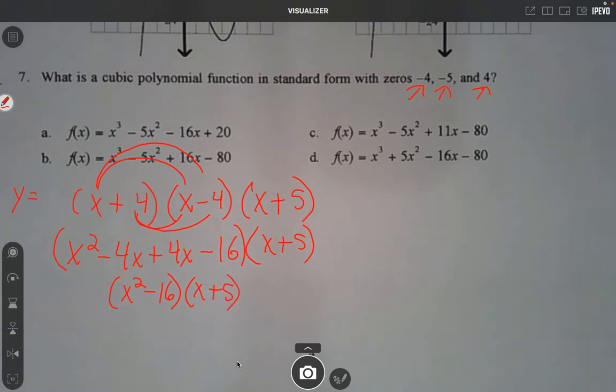Then what do we have to do? Again, FOIL it out, or distribute it. Are we good so far? Wait, can I get that? Yeah, I'll stop for a second.